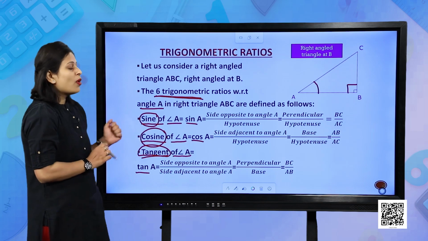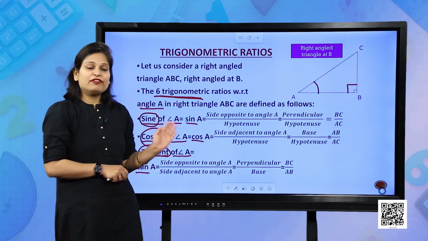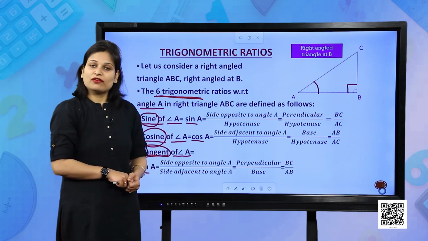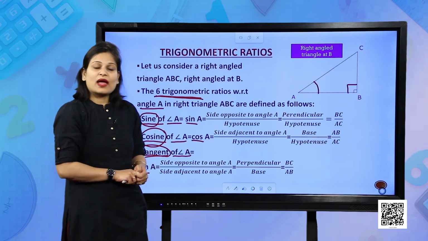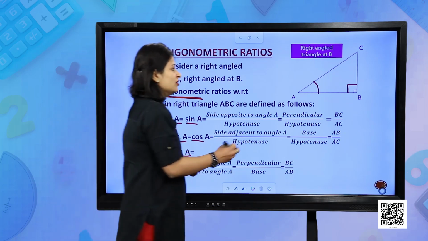Now, how will you remember the definitions of these trigonometric functions? So, I am going to write down something, just see.